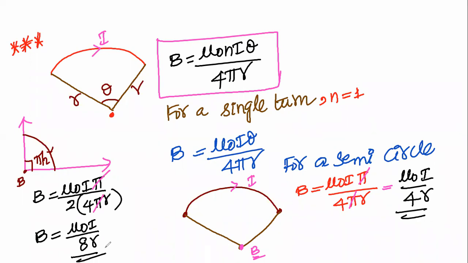This is important. Next, we will take that. Let us suppose this is the semicircular one, if the current is flowing like this, this is the semicircular one.